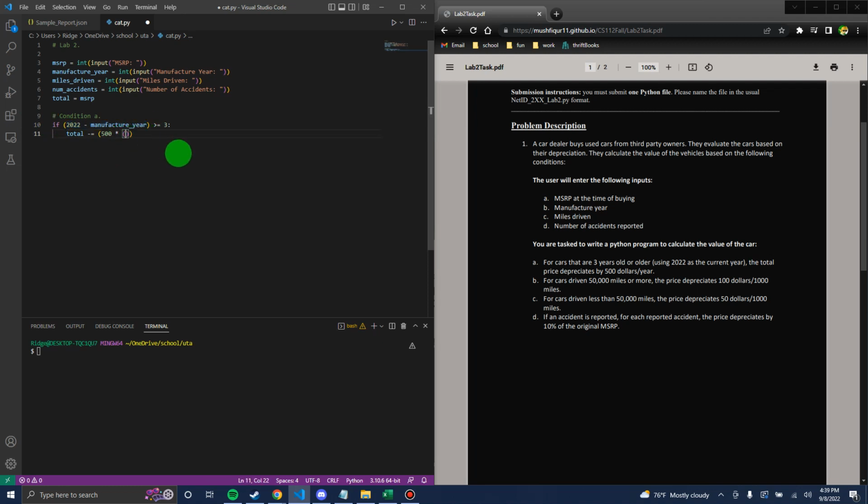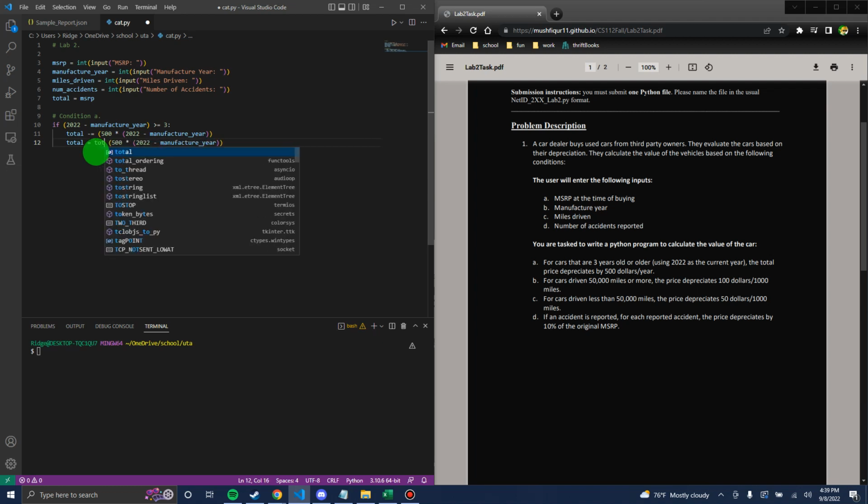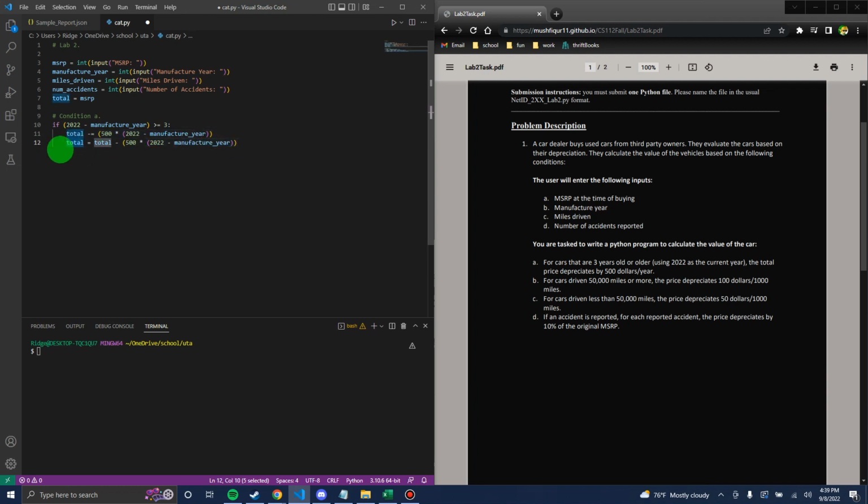Let's say you have a car from 2000. It's going to take 2022 minus 2000, so it's going to result in 22. Since it's 22 years old, you multiply that by 500 and subtract it from the total. Now keep in mind that this minus equals statement is equivalent to saying total equals total minus that. This is valid in Python. It will take what's on the right and assign it to the left. So it takes what total currently is, which is MSRP, subtracts the math over here, and sets that equal to total. This is completely valid. It won't mess up any of the values and will work as intended, but I just like doing the minus equals myself.